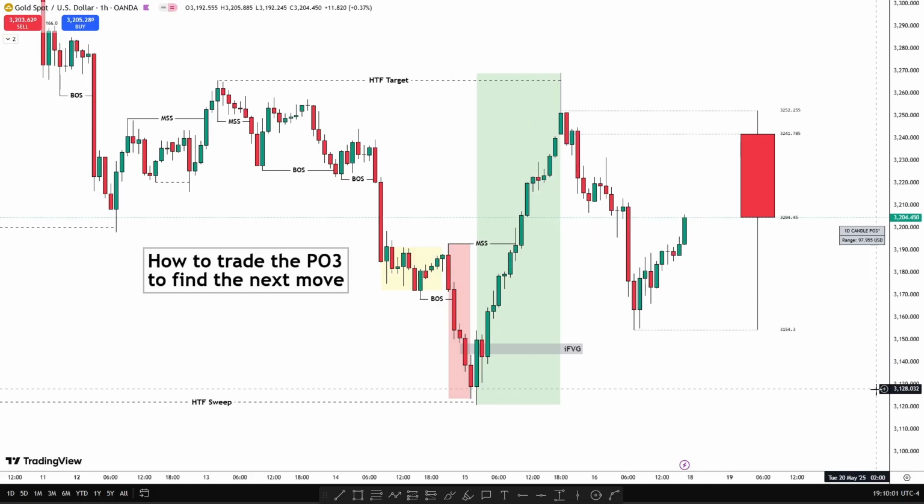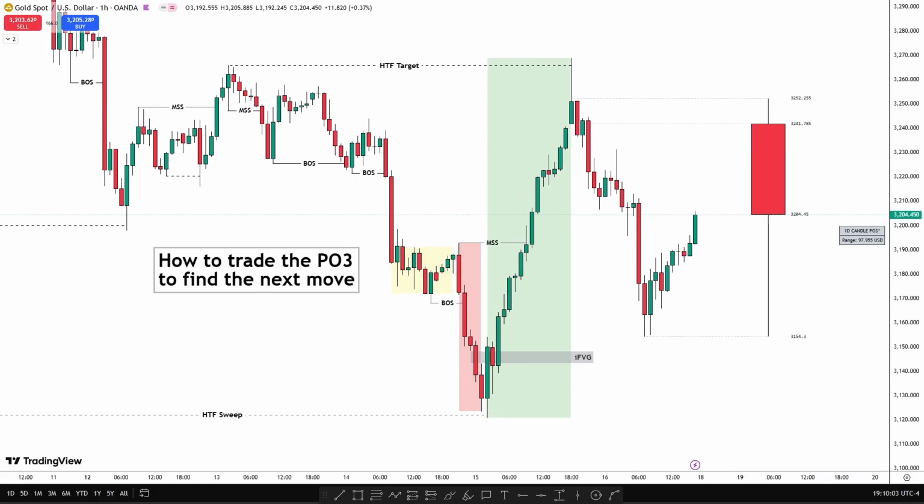Okay, so now I've gone over this, I'm going to find some demonstrations in the market of how I've used this, and then I'm going to be going over some of the trades that I've got in my Discord where I have used this concept.